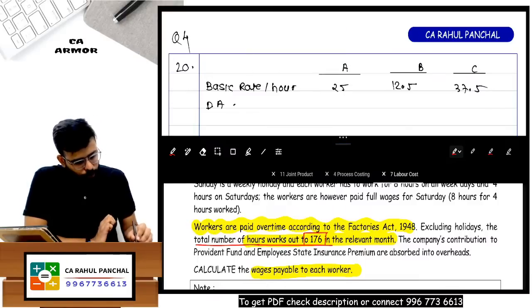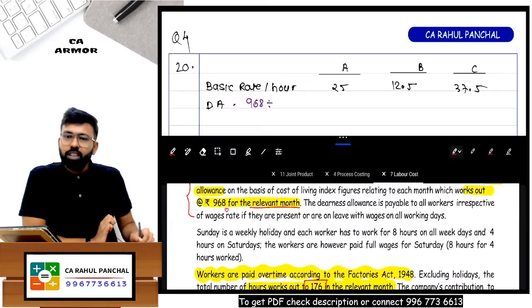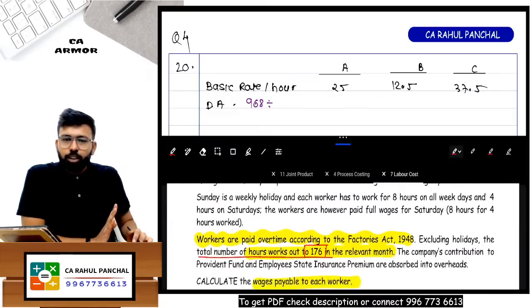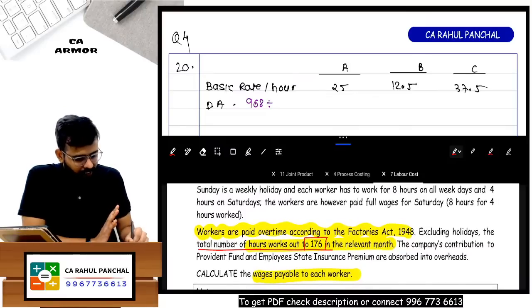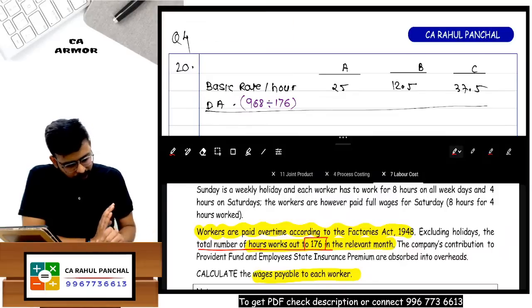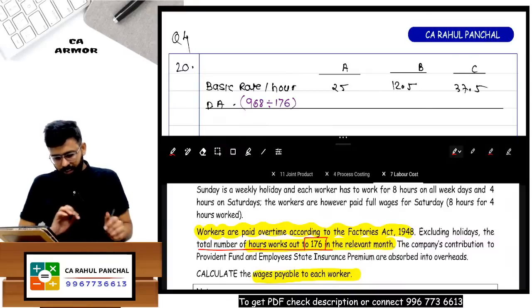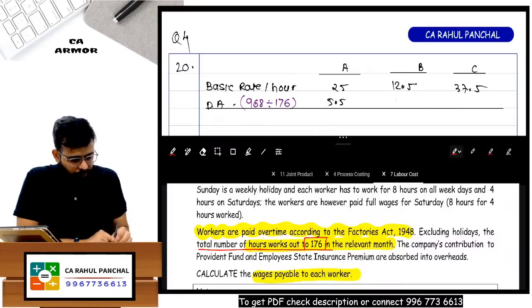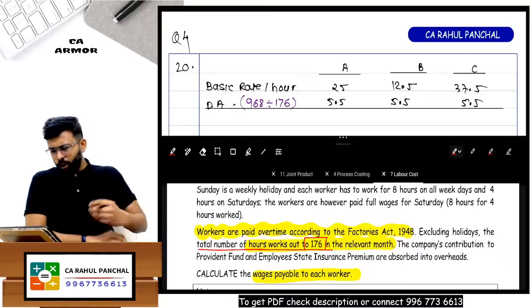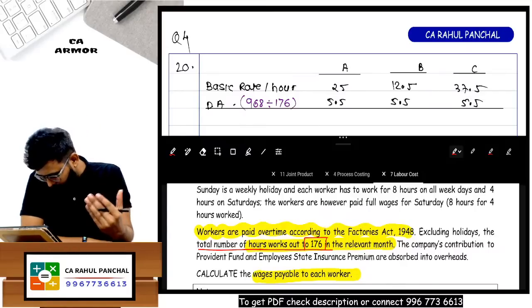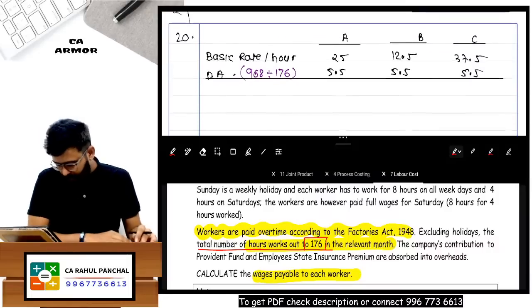It means I am going to pay 968 rupees as dearness allowance to my worker. 968 rupees is paid for how many hours? 176 hours he is going to work for. It means for every hour of work, what is the dearness allowance that I am paying? 968 rupees I am paying for 176 hours. So for every hour worked, I am giving 5.5 as dearness allowance. Just take the total. So you're gonna get the total rate today.